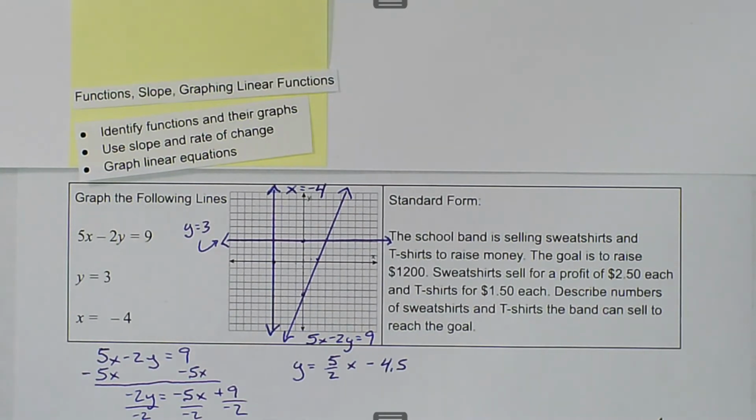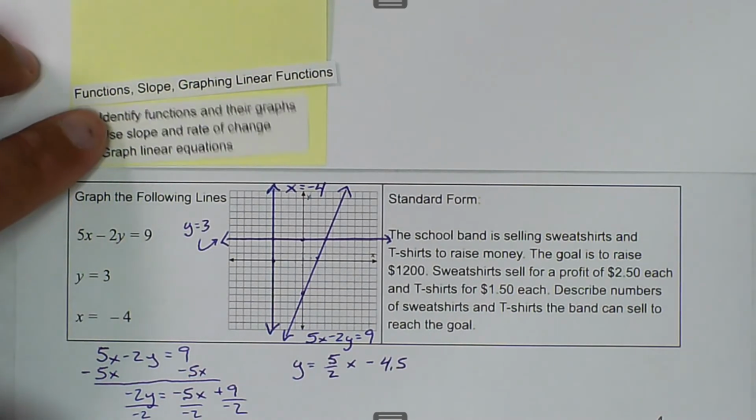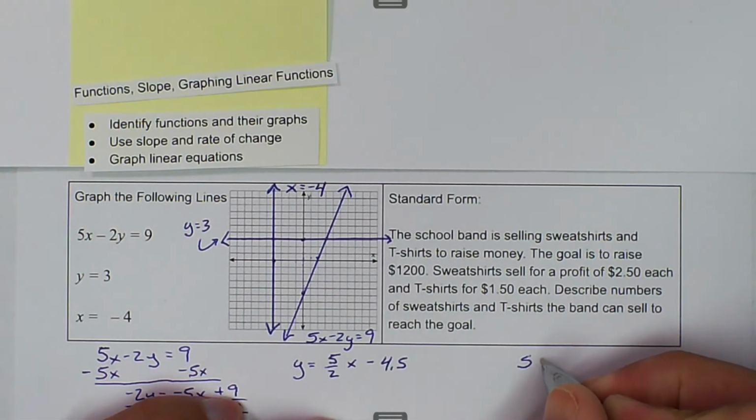Then the last thing, in standard form. So we're given a word problem here, and we have to write it in standard form. The school band is selling sweatshirts and t-shirts to raise money. The goal is to raise $1,200. Sweatshirts sell for a profit of $2.50. So sweatshirts, you make $2.50.